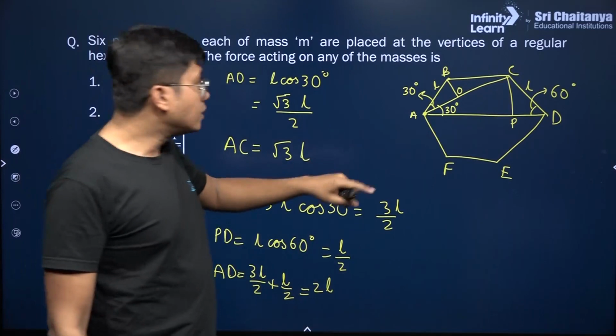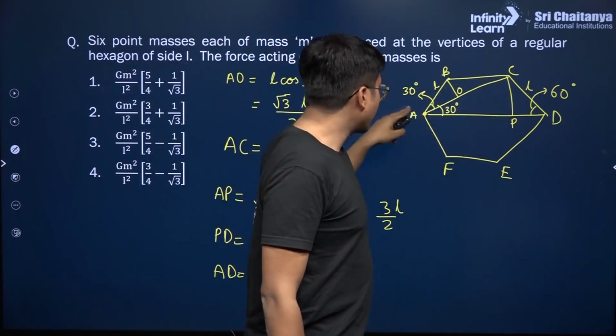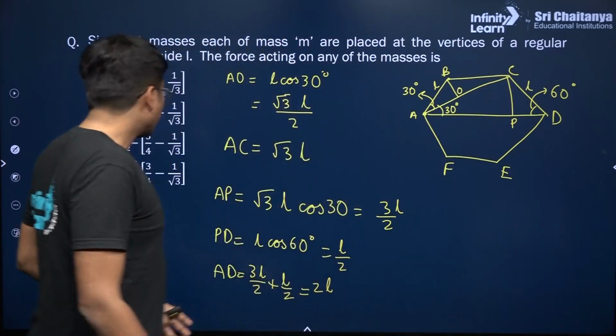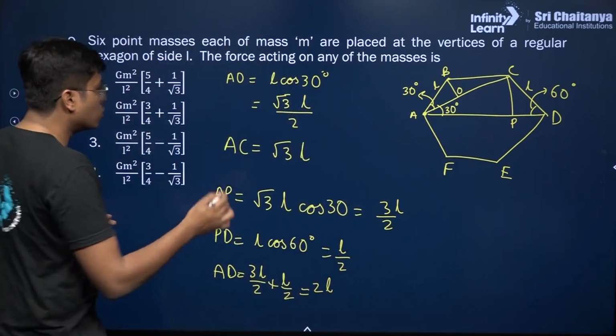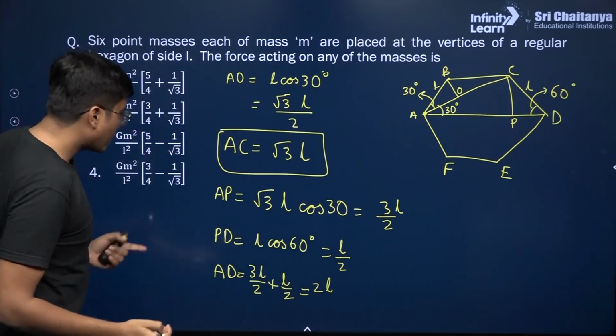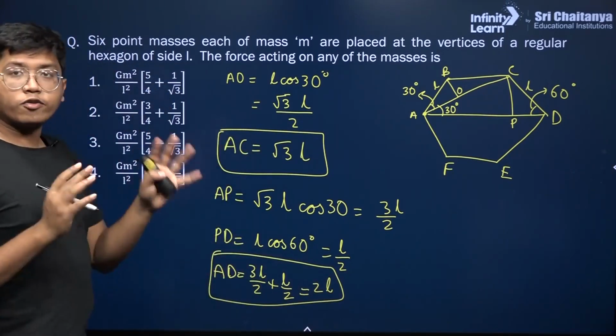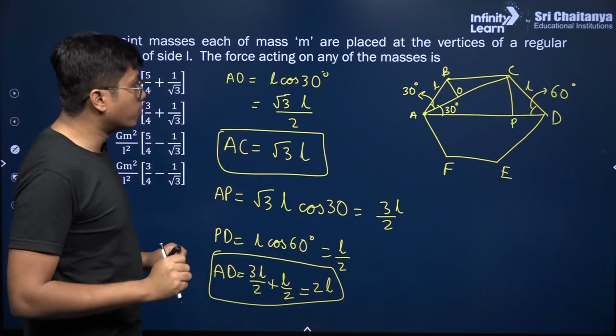So now we have all the lengths. We have AB, we have AC, we have AD, correspondingly we have AE and AF as well. Now that we have got these all values, the important ones are this AC, which is also equal to AE, and this AD over here. Now using this we can move ahead to finding the forces, but first let's clear off the board a bit.